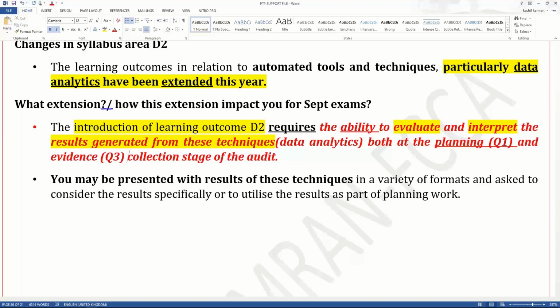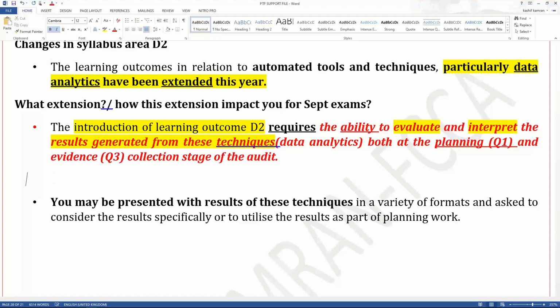So is the examiner expecting you to generate the results, or is the examiner expecting you to evaluate and interpret the results already generated? Right? So what is the examiner expecting?